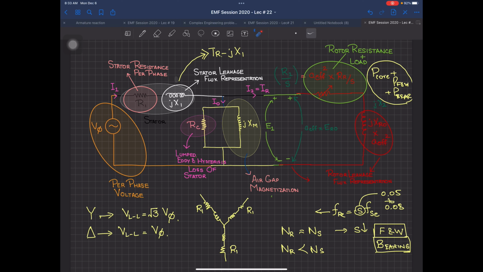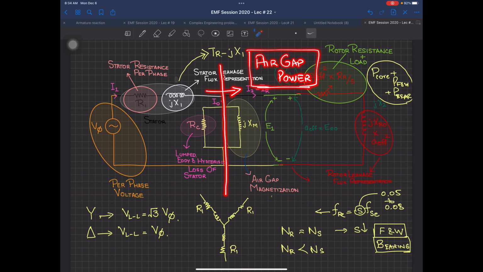Now using this equivalent circuit, if you look very carefully, what is happening? I am putting some power inside the stator. That power goes on towards the rotor, and as soon as it passes this benchmark line, this power is called the air gap power. I am talking about P here. What is air gap power? The power which has transferred from the stator and flows through the air gap towards the rotor is called the air gap power.